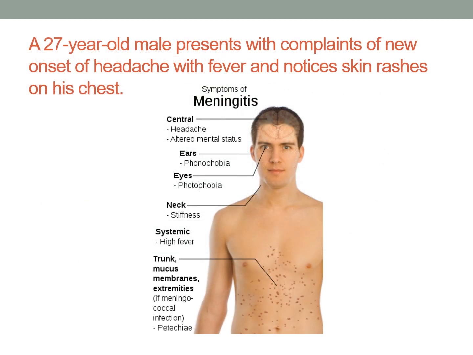A 27-year-old male presents with complaints of new onset of headache with fever and notices skin rashes on his chest. Symptoms of meningitis include headache, altered mental status, photophobia, phonophobia, neck stiffness, fever, and skin rash.